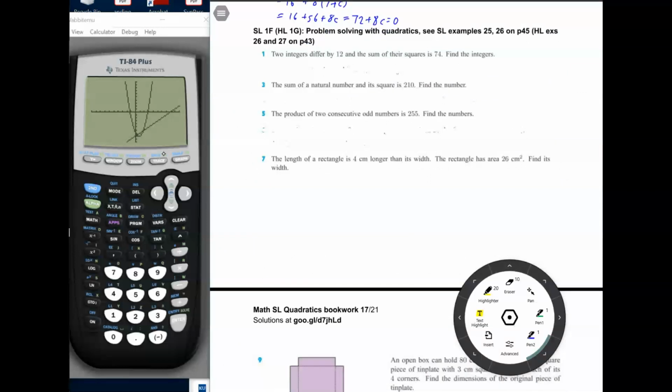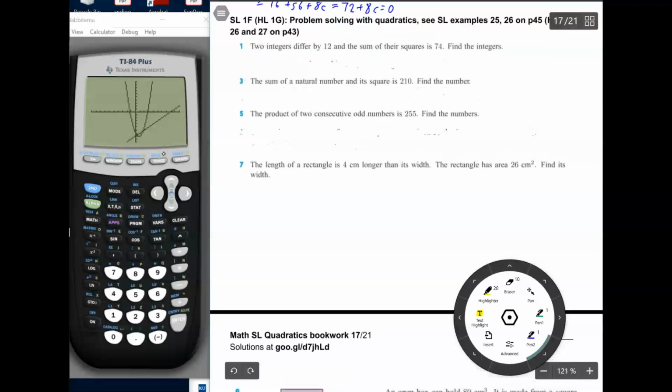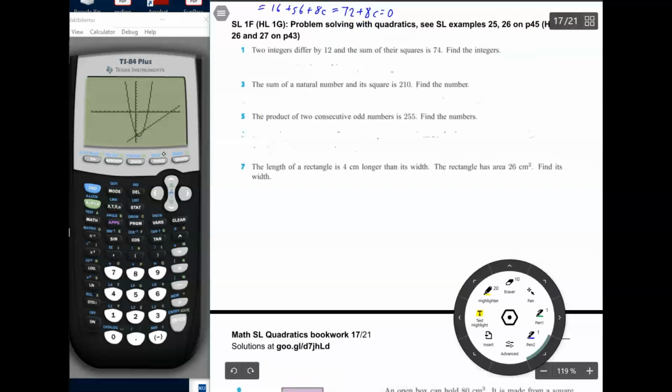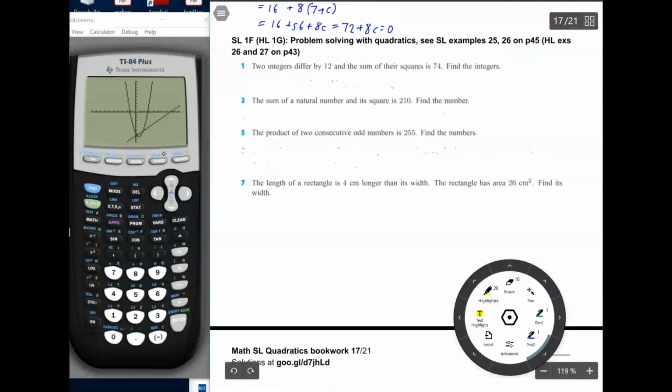Last section for this page. So there's a lot of examples in the book you can look at. So these are word problems, and these word problems result in a quadratic, and then we solve normally for the x-intercepts of the quadratic, and that's going to give us our solutions, okay? You might not see how these are quadratic problems until you start writing the equations that the words tell you to write, okay? So 2 integers differ by 12, and the sum of their squares is 74.